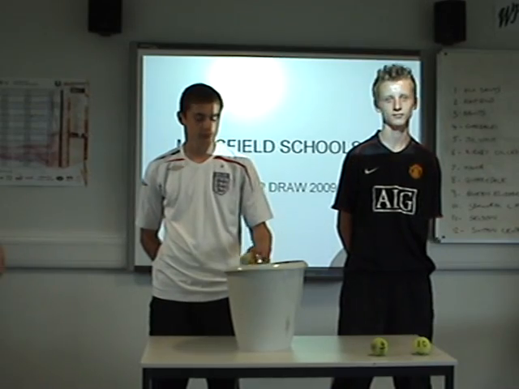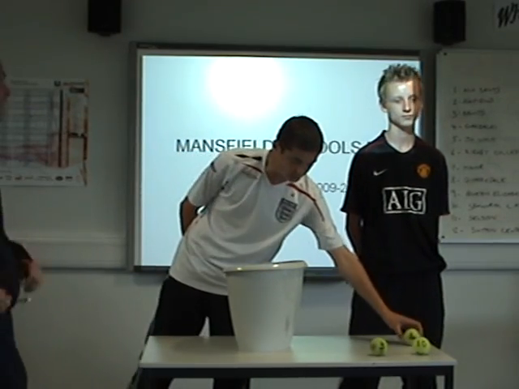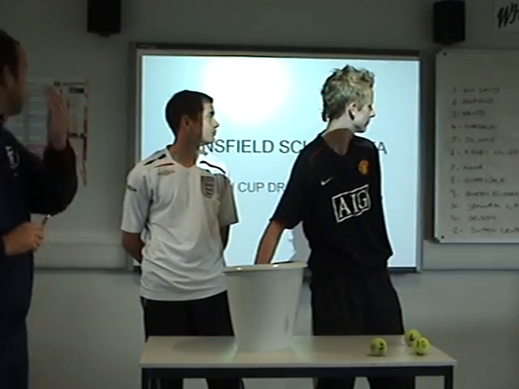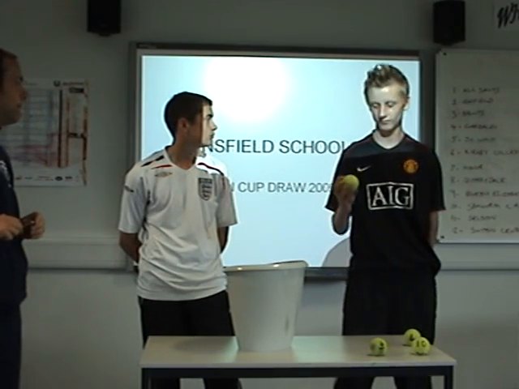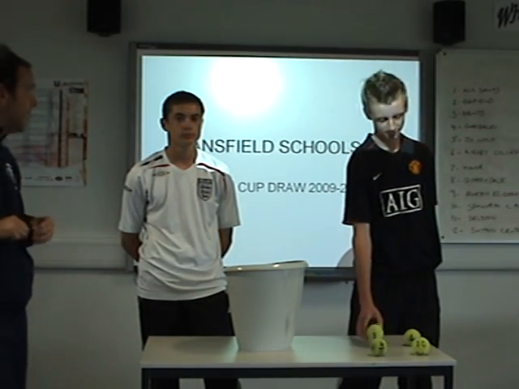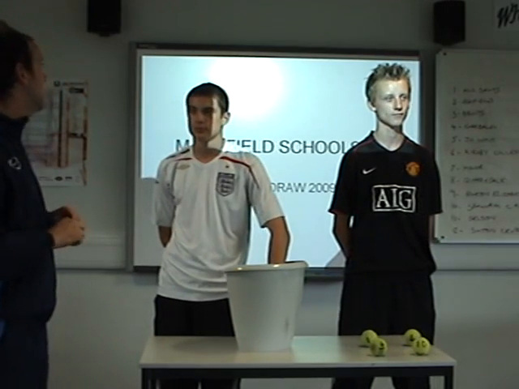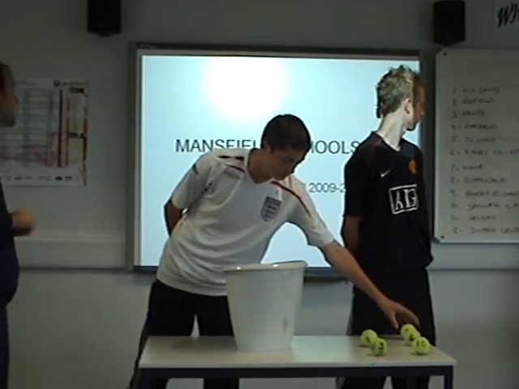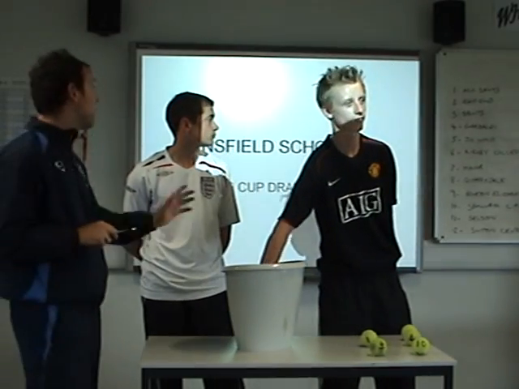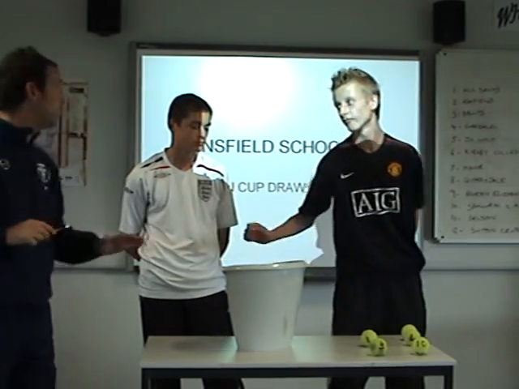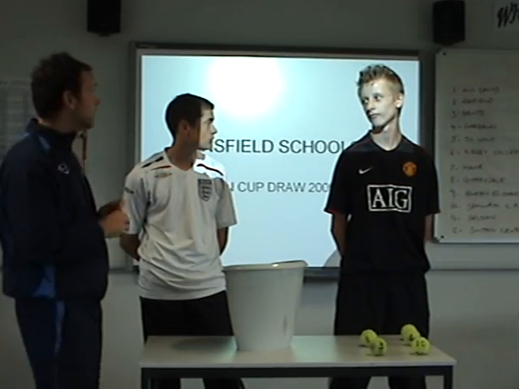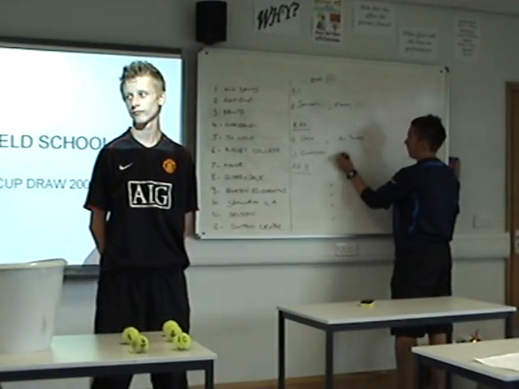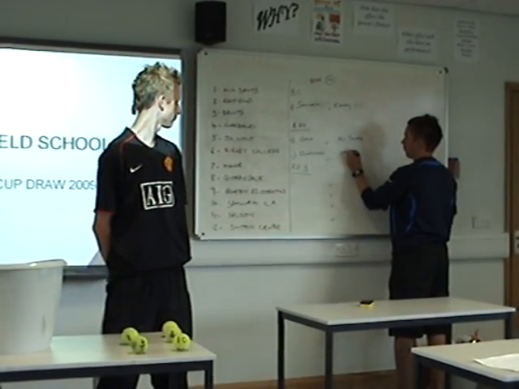One draws. Number 4. Number 4, Garibaldi. Play number 1. One, All Saints. Number 8. Number 8, which is Quarrydale. Which means that now we'll no need to draw because number 11 ball has not come out, which means they will then play the winner of A from round 1.